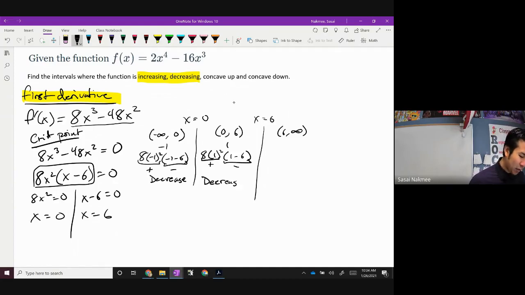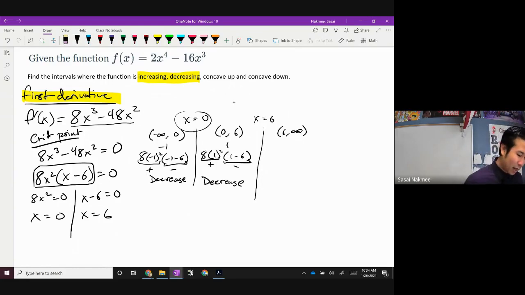So now I have my intervals, by the way. It's decreasing from negative infinity to 0, and then from 0 to 6. But at x equals 0, I don't have a local minimum. Do you see that? It's decreasing, and then it flattens out here, and then it keeps decreasing. And that's okay. That happens.